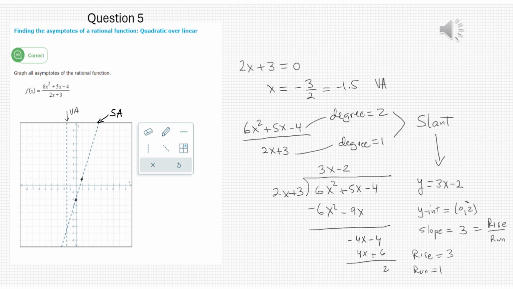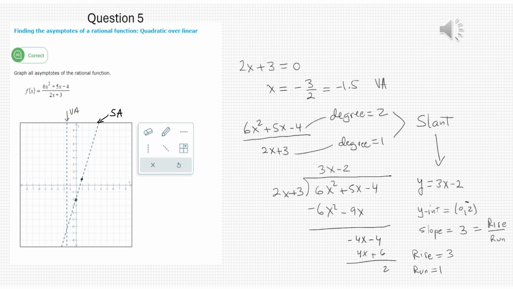To plot that, well, this is a line, and the line has a y-intercept. In this case, negative 2. I forgot something here. Well, no, negative 2. So I plot that: 0, negative 2. And the slope is 3.